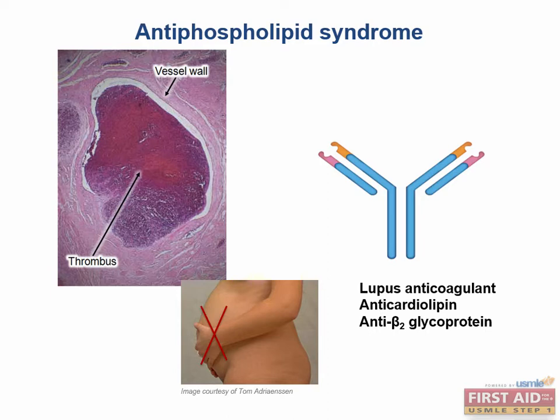Here's the thing you'll have to know for the boards. These patients also can have false positive VDRL and prolonged PTT. Remember, even though their PTT is elevated, they are still hypercoagulable because the elevated PTT is an ex vivo effect. In the body, PTT is actually not elevated.